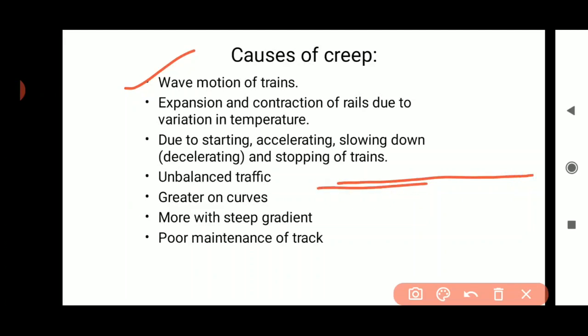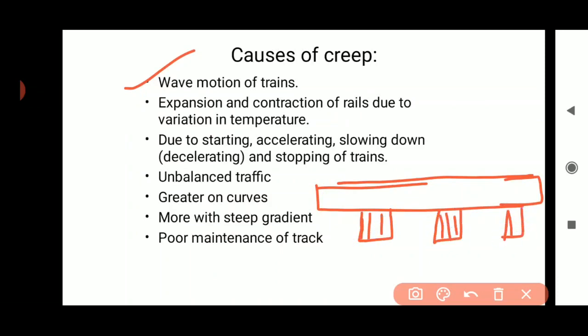here the rail is laid over the sleepers. These are sleepers and this is the rail. The rail is laid over the sleepers. So due to the movement of trains, this rail may deflect like a continuous beam. Here you can see the rail section is acting as a continuous beam, and here the wheel load of the train is the transverse load.